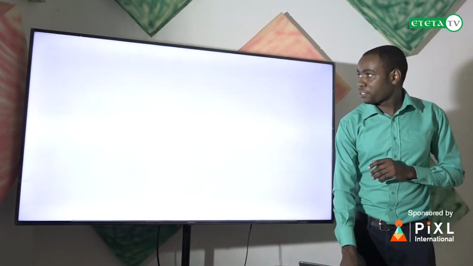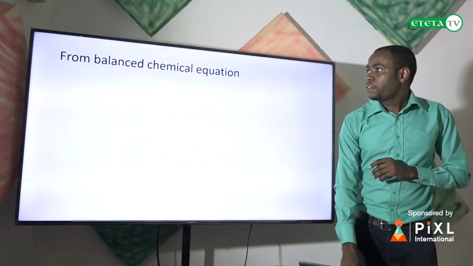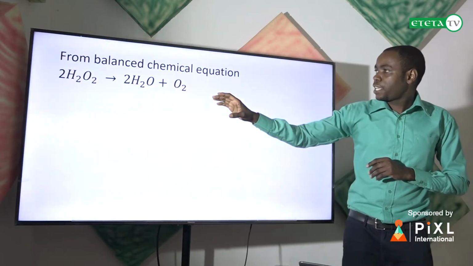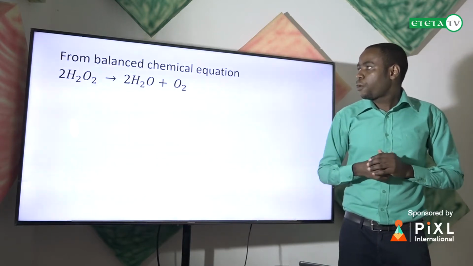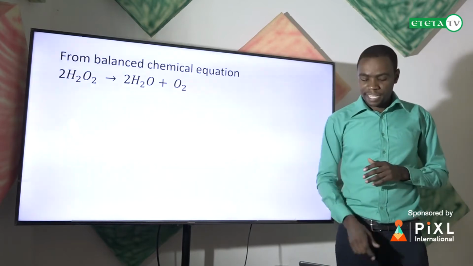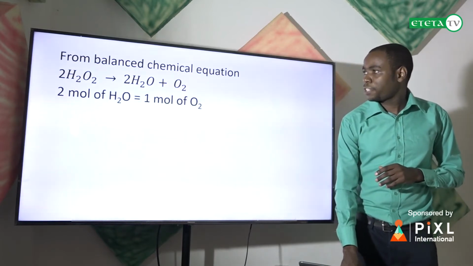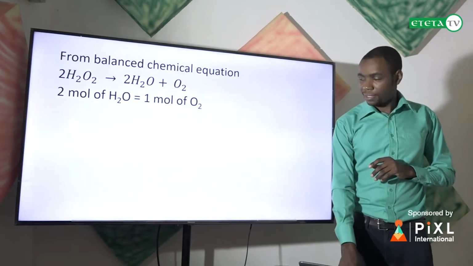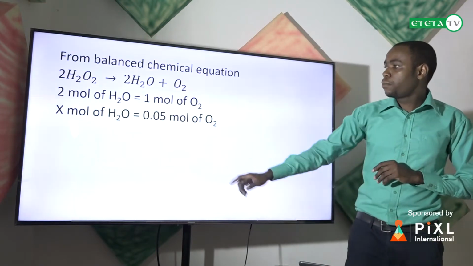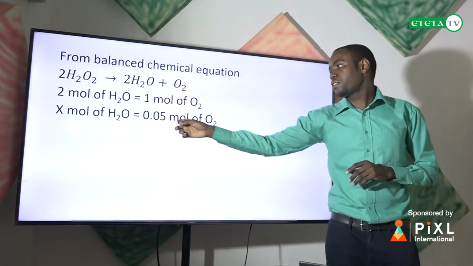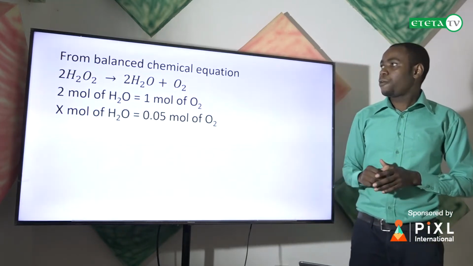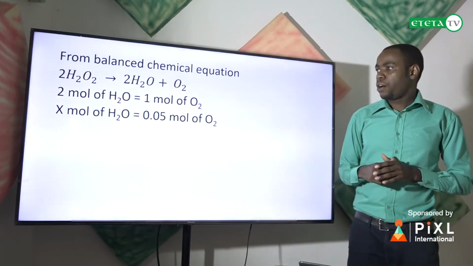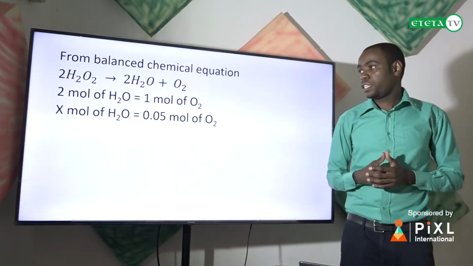Now, after obtaining the number of moles, from the balanced chemical equation, 2 moles of hydrogen peroxide gives 2 moles of water and 1 mole of oxygen gas. By using the molar ratio, 2 mole of water is equivalent to 1 mole of oxygen gas. Now, X mole of water is equal to 0.05 mole of oxygen gas. So here we're going to calculate the number of moles of water that has been produced.